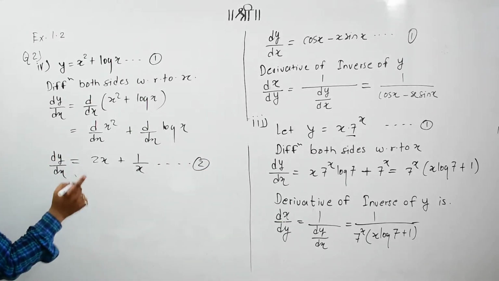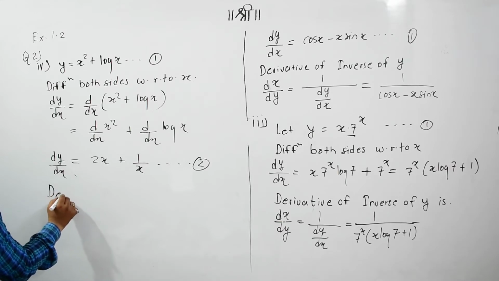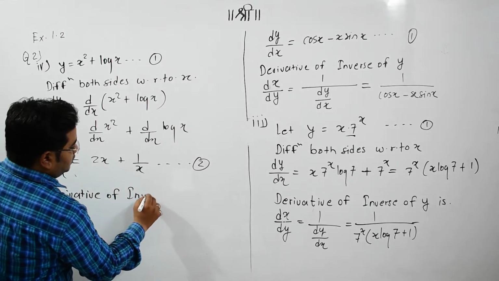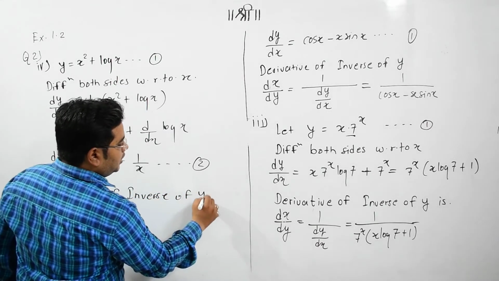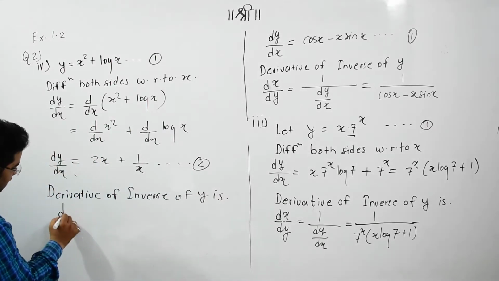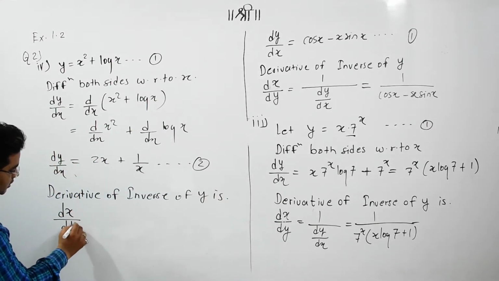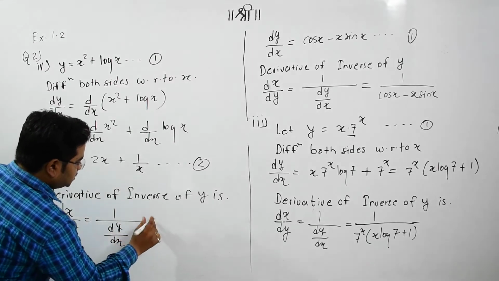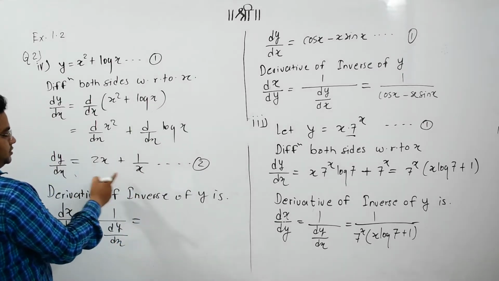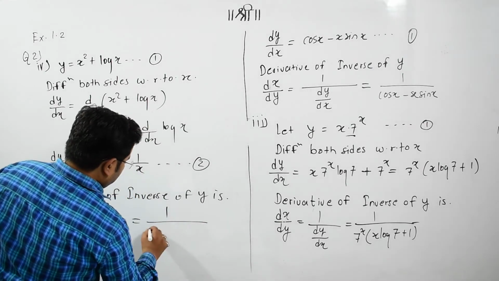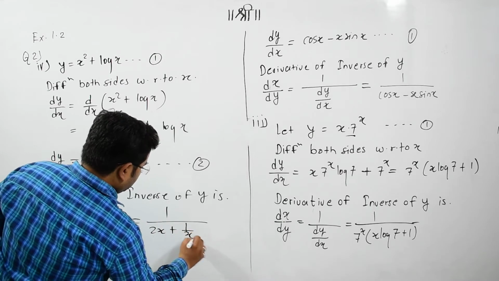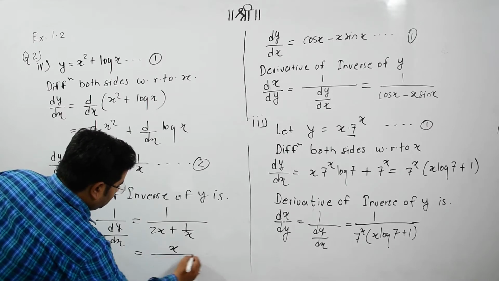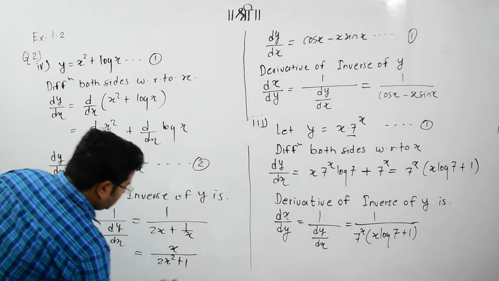Now again I am using this statement: the derivative of the inverse of y is dx upon dy is equal to 1 upon dy upon dx. We just need to substitute these values. So 1 upon 2x plus 1 upon x, which on simplification gives x upon 2x square plus 1, that is it.